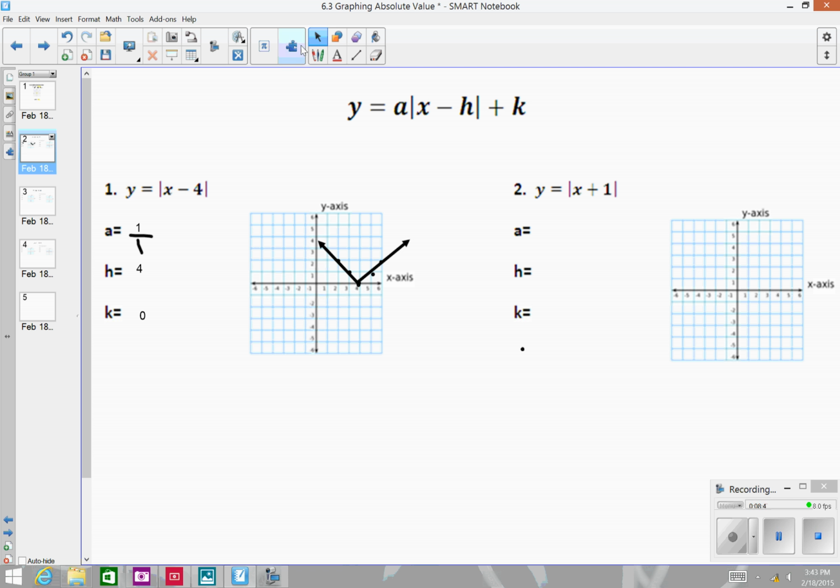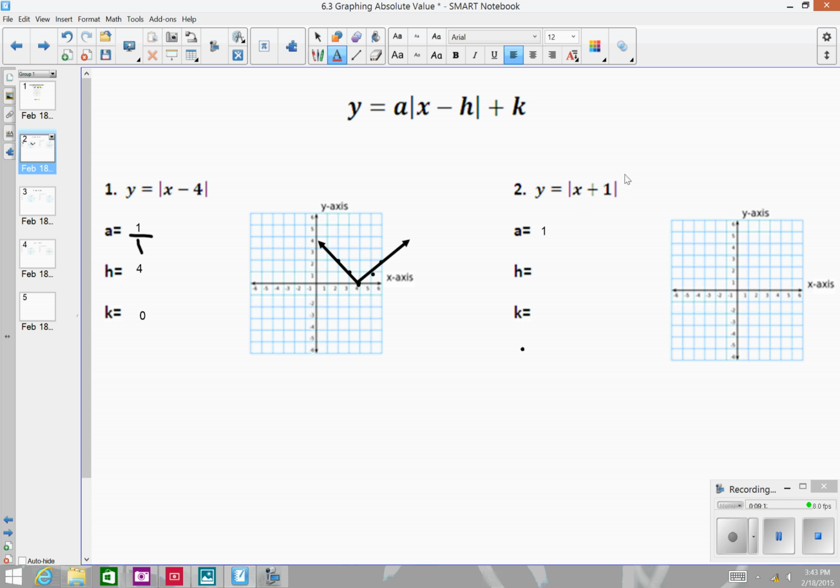So in this case, let's look at each of these values. So do I have an A value? Just like I said, if there's nothing in front of the absolute value brackets, then your A value is just going to be 1. Okay? Now, let's try to move that. There we go. Okay, so now my A value is going to be 1.